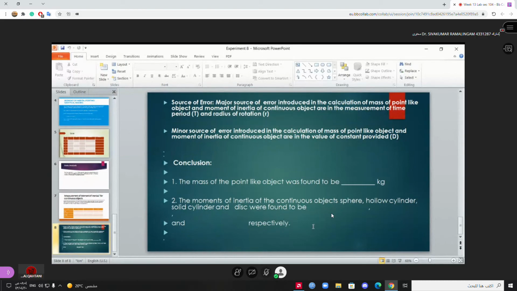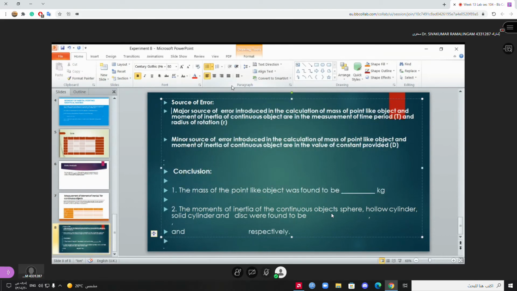Okay. Now this gives you the source of error. The major source of error is introduced in the calculation of the mass of the point-like object and the moment of inertia of the continuous object, or in the measurement of time period T. We are measuring it manually, and the radius of rotation also we are measuring manually. Both could be the major source of error for this experiment.